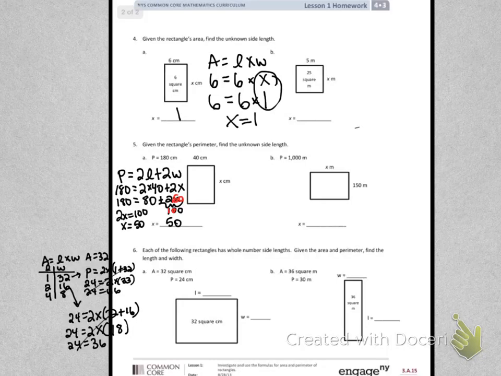So let's check our last set of information and say, does 24 equal 2 times 4 plus 8? 4 plus 8 equals 12. 2 times 12 equals 24. There it is. 24 equals 24. So our length and our width are 4 and 8. When I look back at my picture, it looks like my length is longer than my width. So I think I'll let my length be 8 and my width be 4.